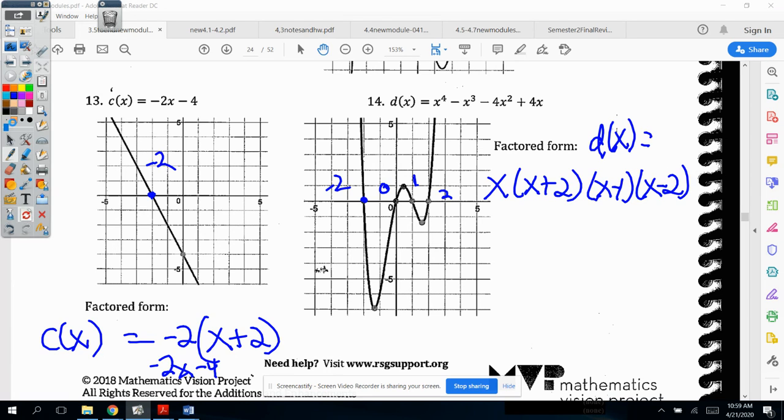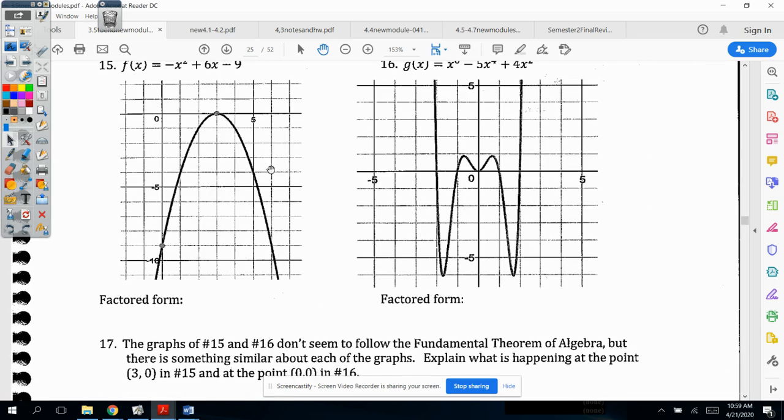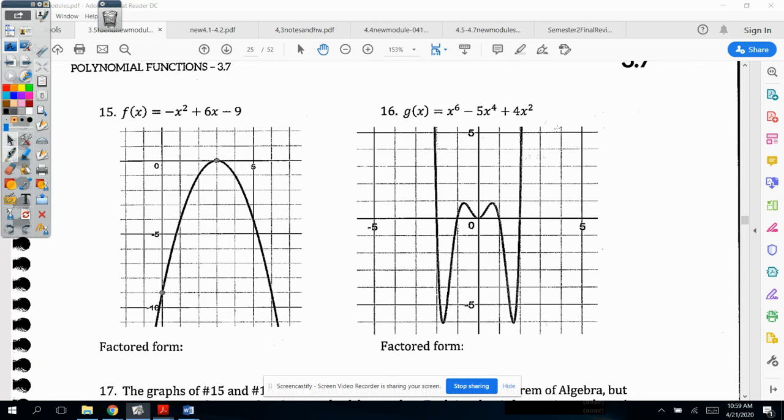Okay, we're doing great. Okay, 2 more. Oop, there's a little leading coefficient again. So there's a negative in front, so you will have to put the negative in front there as well. And what's happening here? It looks like there's just 1, but there's supposed to be 2.